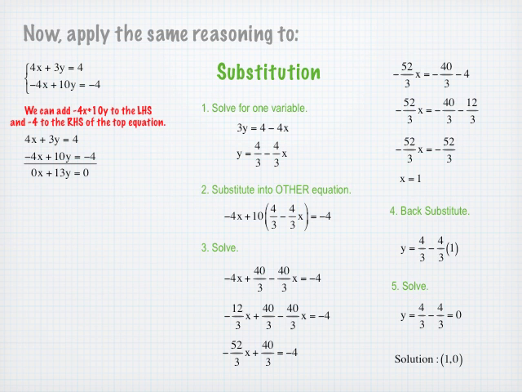And when I do that, look at what happens to the x's. I have 4x minus 4x, my x's cancel. 3y plus 10y gives me 13y, and my 4 minus 4 gives me 0. That just gives me 13y equals 0. Divide both sides by 13, and I get y equals 0. Now, as soon as I have y, I can plug it into either equation to find x. I get 4x equals 4, so x equals 1. So I just got my solution, (1, 0).